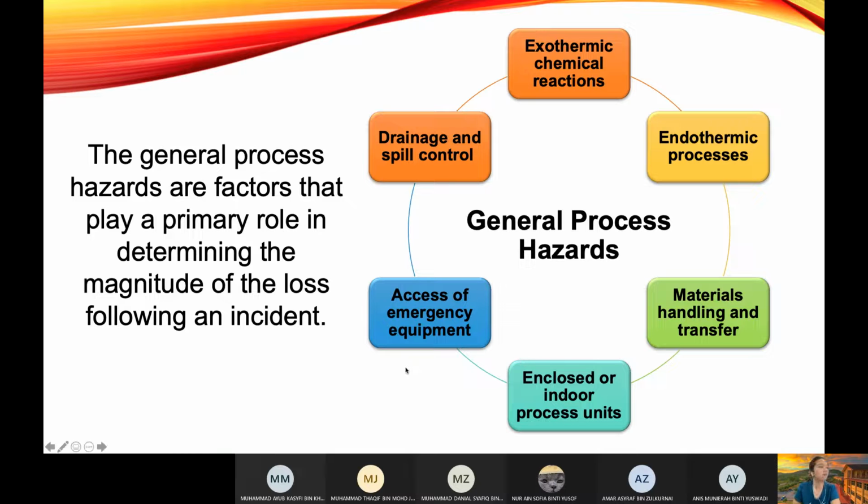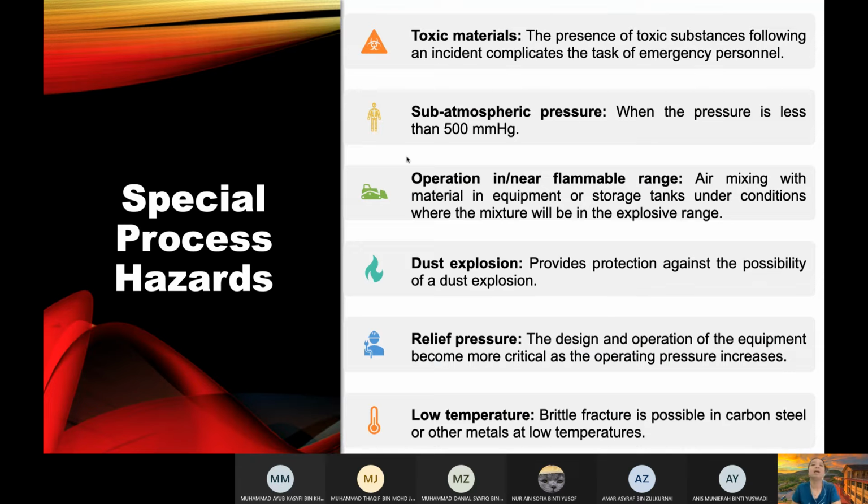Next, access of emergency equipment, drainage and spill control. So a good plant shall have a good drainage system to ensure that the spill can be minimized and controlled. Okay, now next, special process hazard.